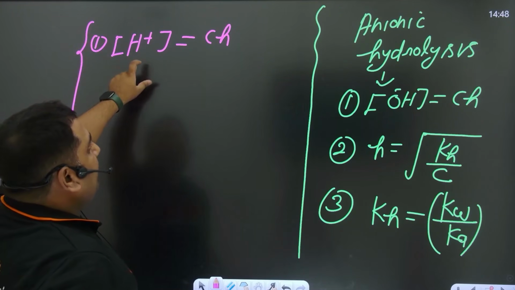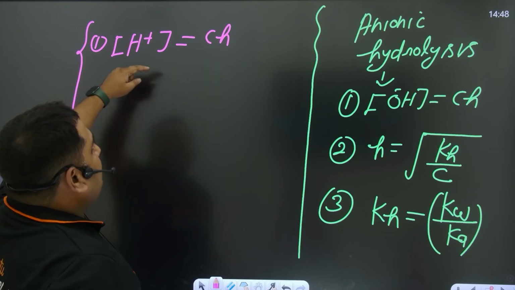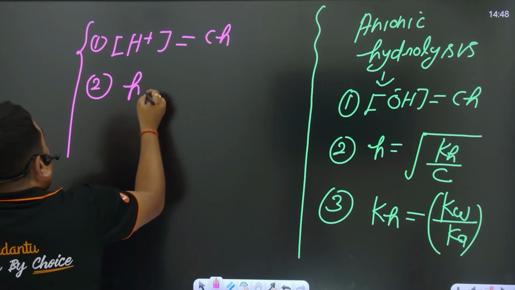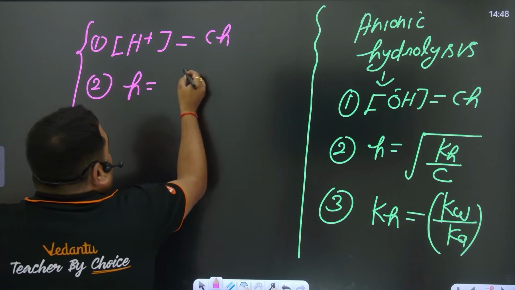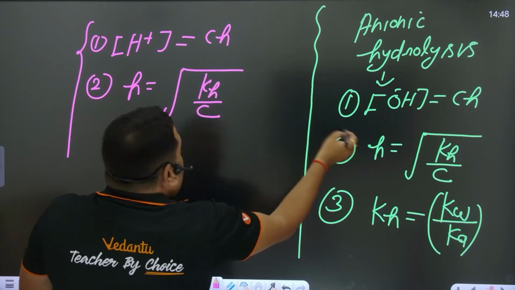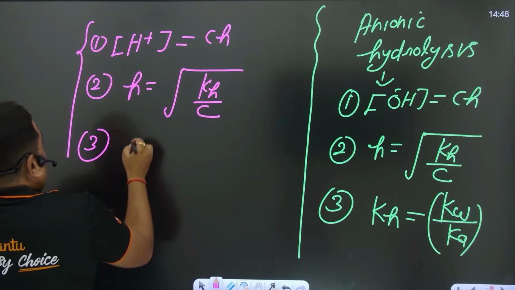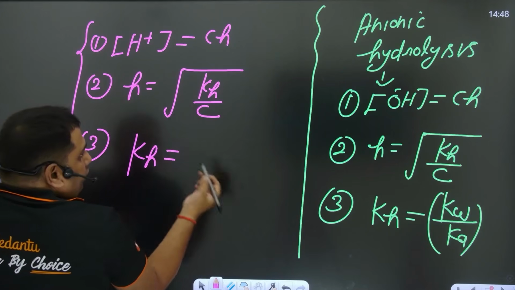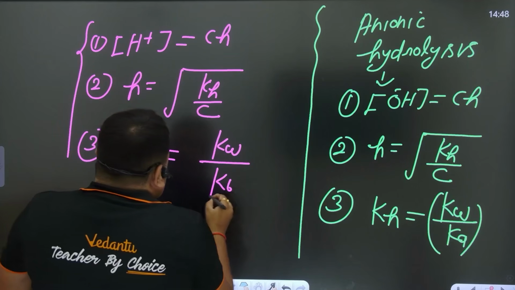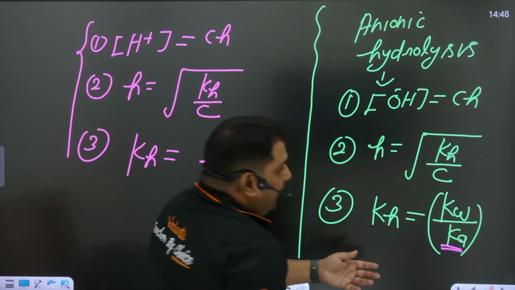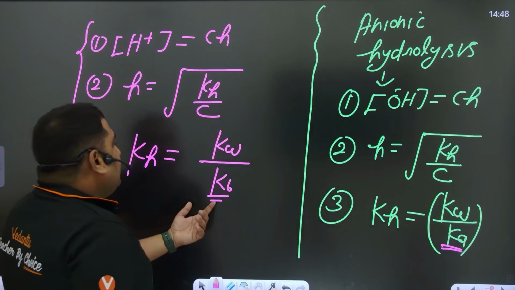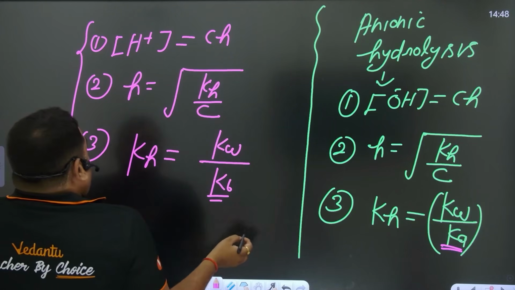So in the same way, you are able to calculate the concentration of H positive ion in case of cationic hydrolysis, which is equal to Ch. Then you have to calculate the value of h in case of cationic hydrolysis. So this is equal to under root Kh by C, same formula, right? And the Kh value here is equal to Kw by Kb, not Ka. In case of anionic hydrolysis, this is Ka. In case of cationic hydrolysis, this is Kb. The only difference is that, right?